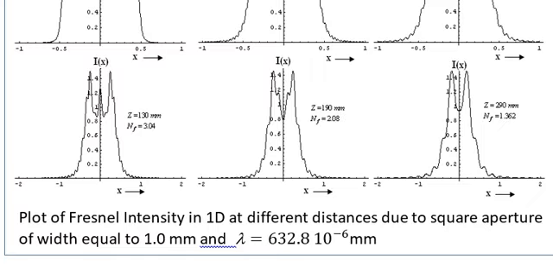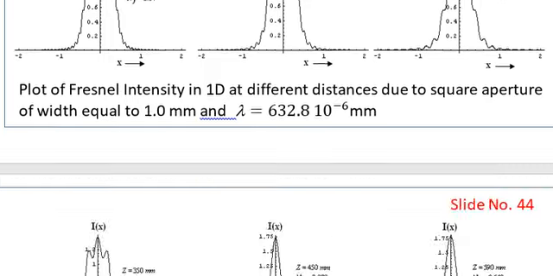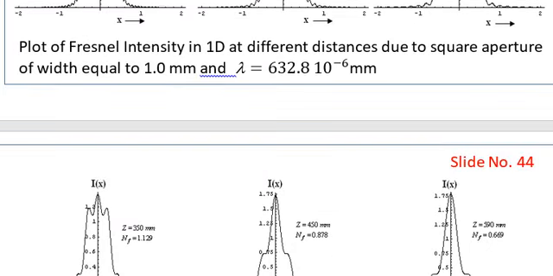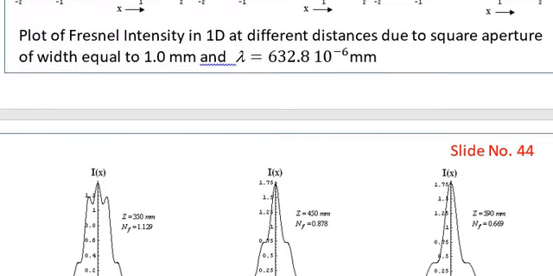And the smoothness is appearing in the intensity of the signal, that is, the intensity of the Fresnel field. Let's go further. You see that we are keeping the same parameters, that is, W is equal to 1 millimeter and lambda is equal to the red wavelength of the helium neon, which is 632.8 x 10 to the power minus 6 millimeter. We are using the same variables.